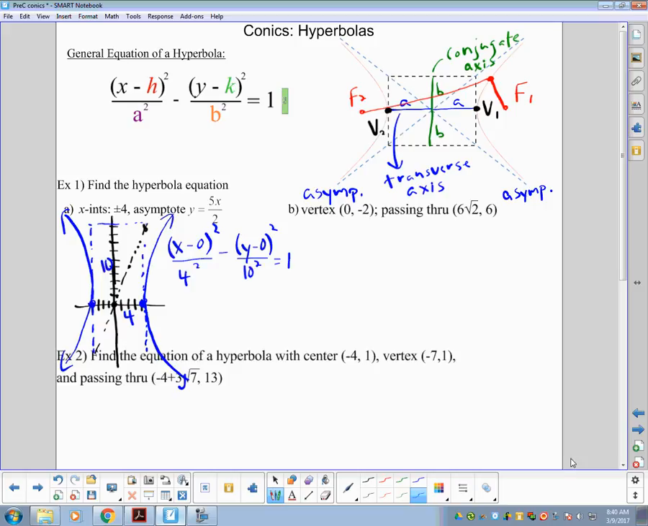So it's about which way it opens. You've got to make sure that if it opens left and right, the x term is first. It's the positive value, and then the conjugate axis is the negative value. So if I clean this up, it's x squared over 16 minus y squared over 100 equals 1. That's my equation.